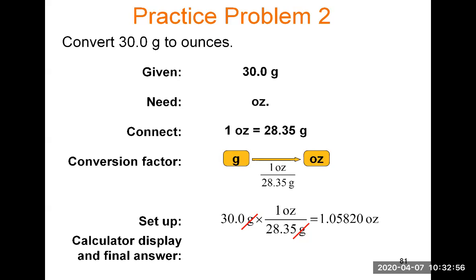So we need to keep 3 significant figures. So for the final answer, we will keep the 1.05. So that's going to be 3 sig figs. What comes after the 5 is an 8. It's above 5, so you will need to round up. So 5 rounded up will become a 6, and then you drop everything after that. So the final answer is 1.06 ounces.